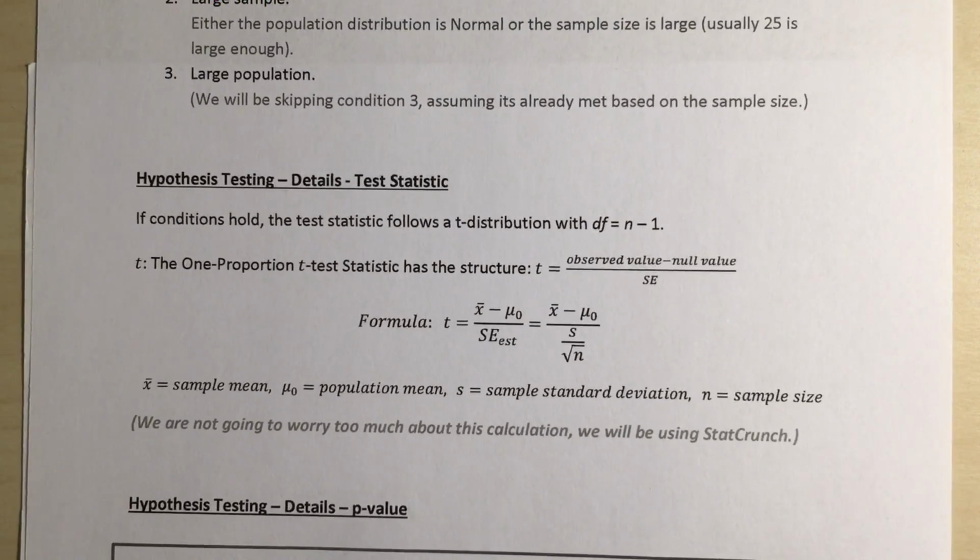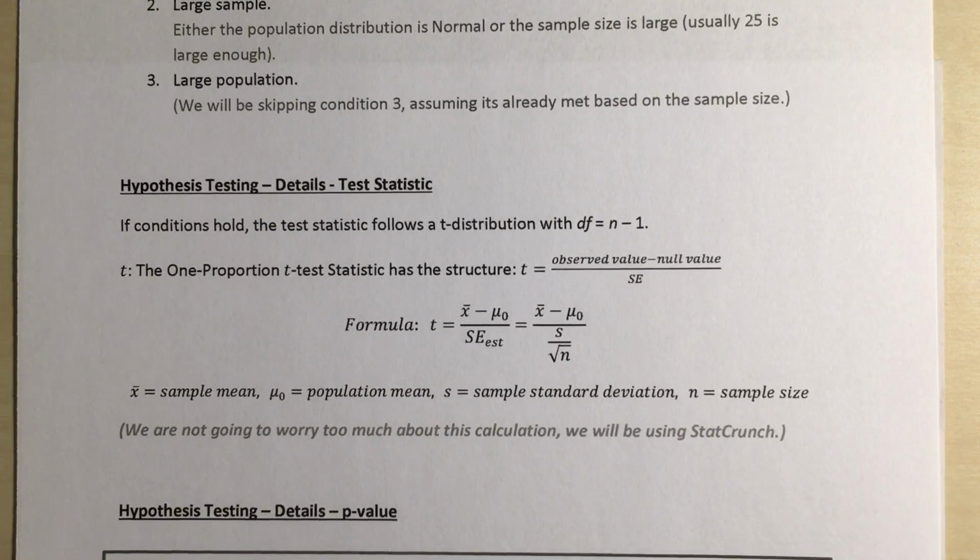Now the details of our test statistic. We mentioned that we're thinking about a t-distribution. We talked about different things, including our degrees of freedom. Our formula for the t-statistic is slightly different than the one that we saw before for z. Again, we're not going to worry too much about this calculation because we're choosing to use StatCrunch to do these problems for us instead.